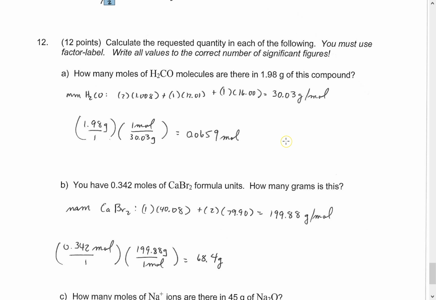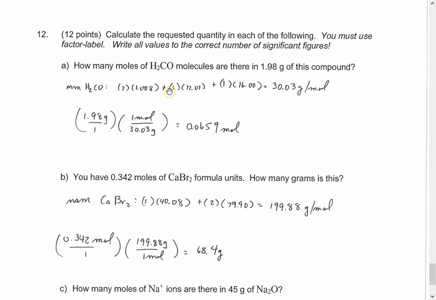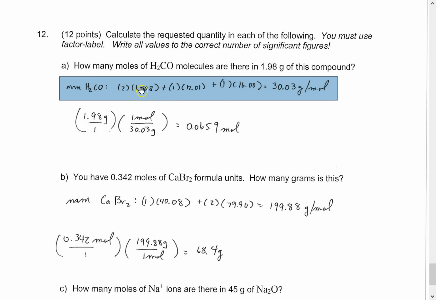So getting down to the last couple of questions. For this question, how many moles of H2CO molecules are there in this mass of the compound? So this is a grams to moles problem. So to go from grams to moles, we know we can use the molar mass of the compound. So kind of up front here is the calculation of the molar mass of H2CO. I need to take 2 times the decimal number of hydrogen plus 1 times the decimal number of carbon plus 1 times the decimal number of oxygen. So that molar mass, this 30.03 grams per mole, is going to be my conversion factor.